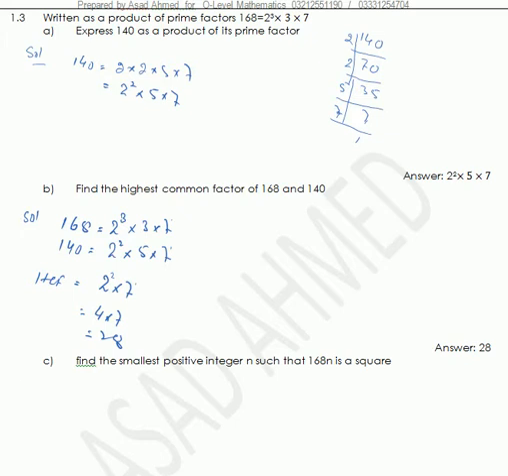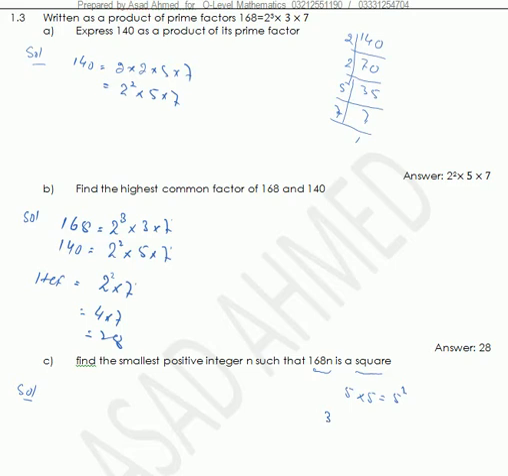So HCF is 4 multiplied by 7 is 28. In this part, we are asked to find the smallest positive integer n such that 168n is a square number. How can we make 168n a square number? Suppose we are given 5 and we have to convert it into square form, so we must multiply by 5, so it becomes 5 square.